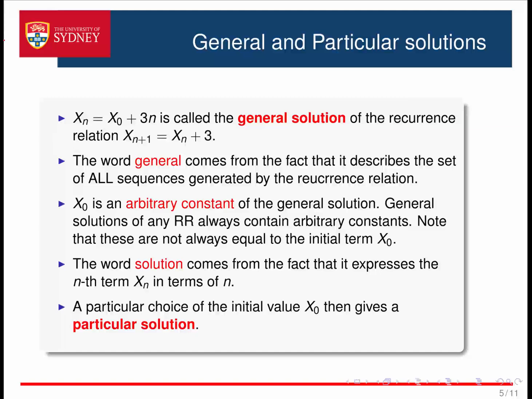So, in summary, xn equals 10 plus 3n is a particular solution because it corresponds to just one particular sequence, and it is still a solution to the recurrence relation because it allows us to find any term xn in that sequence by just specifying n.